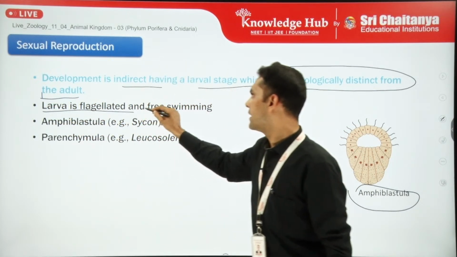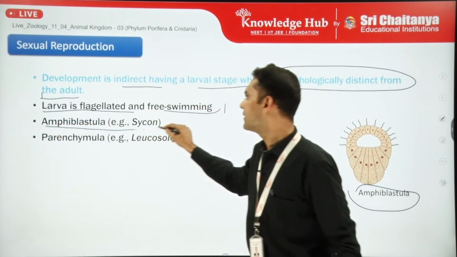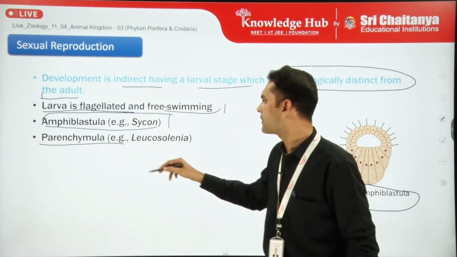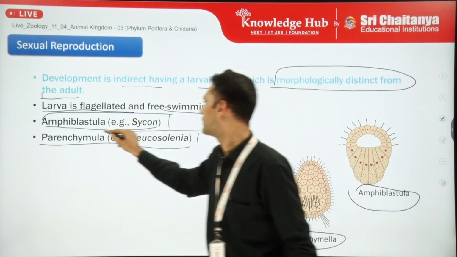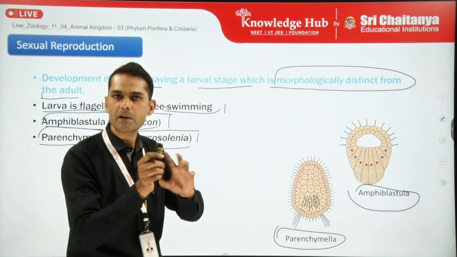The larva is flagellated and free swimming, as we have already discussed in the third slide. Amphiblastula larva is formed in Sycon type. Parenchymula larva is formed in Leucosolenia type. Okay, so here we can see that the difference between the two larvae is the arrangement of the cells.